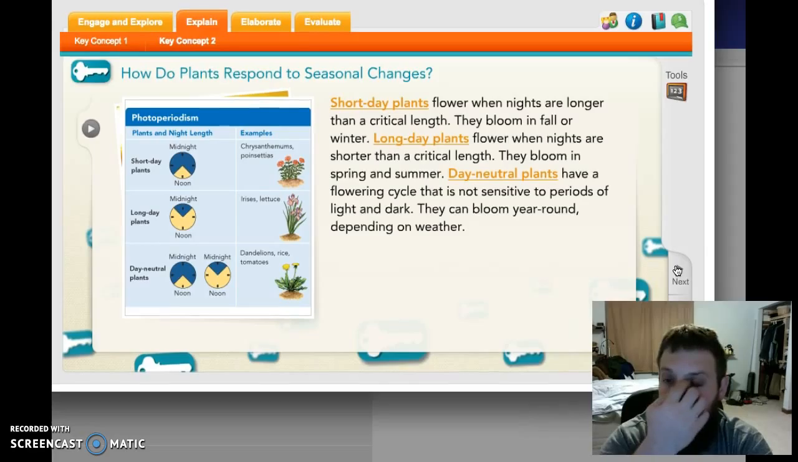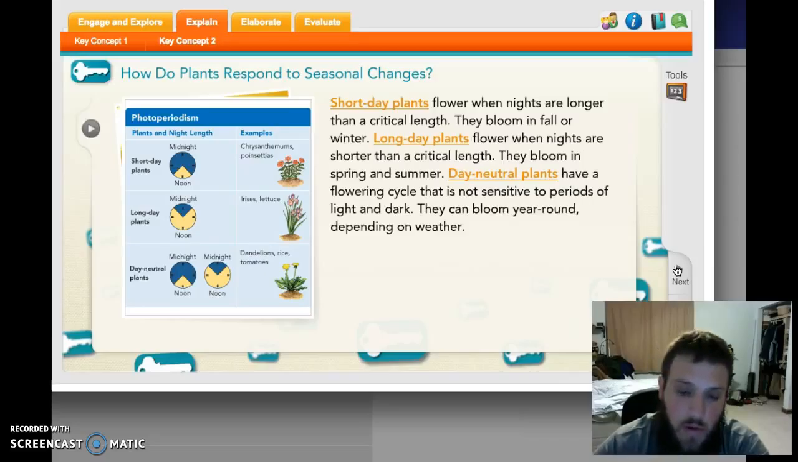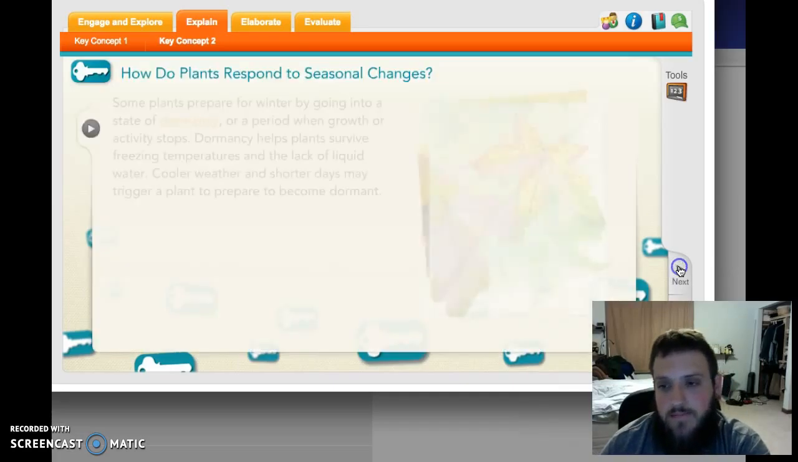They're going to tell you that again. So short day plants flower when the nights are longer than a certain length. They will bloom in fall or winter, because in fall and winter we have longer nights. Long day plants will flower when there is a shorter night. They bloom in early spring and summer as the days start to get longer. Day neutral plants have no care for what the sun is doing. They can bloom year round and generally bloom depending on temperature and water.